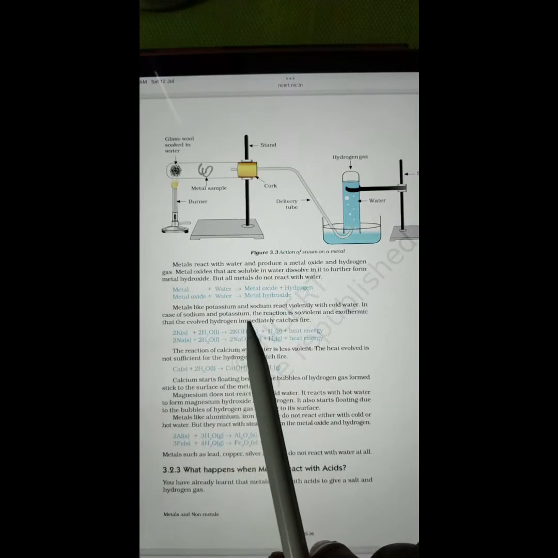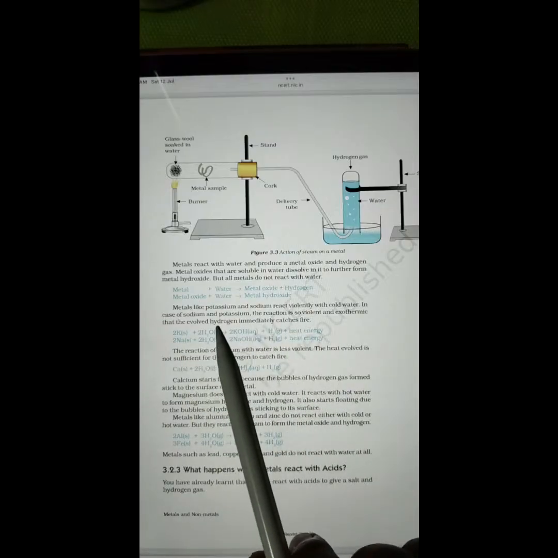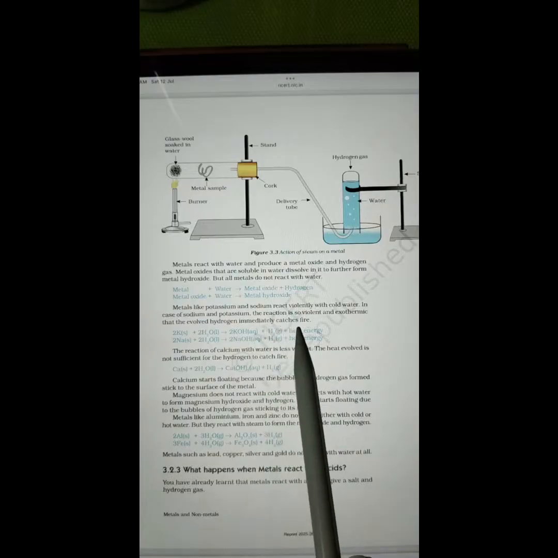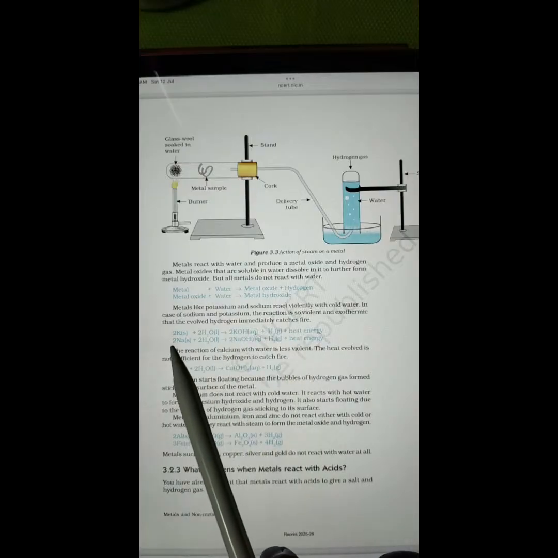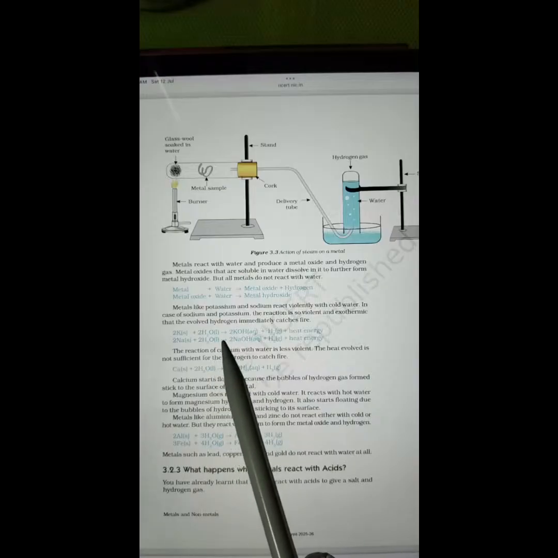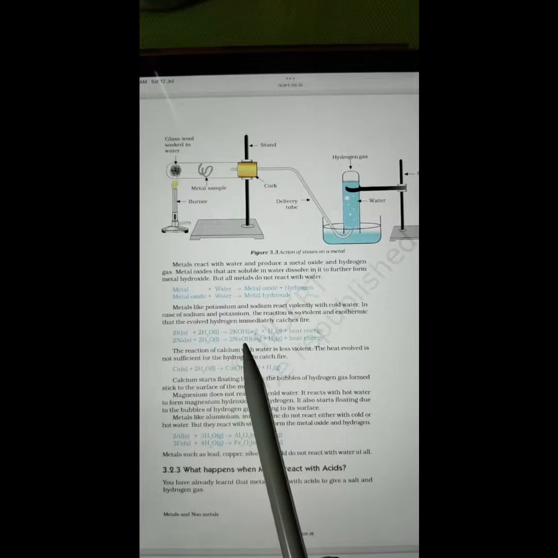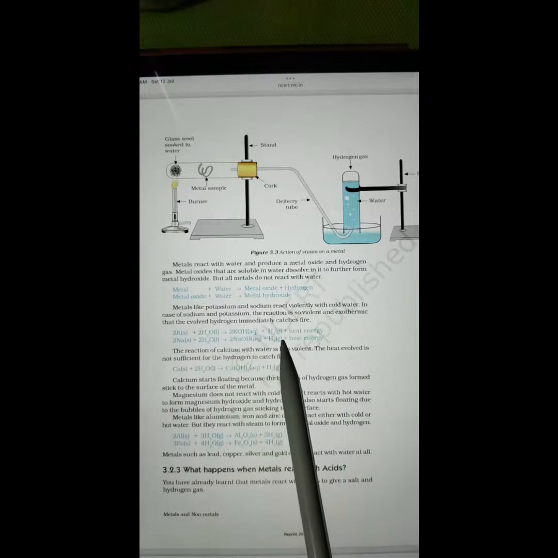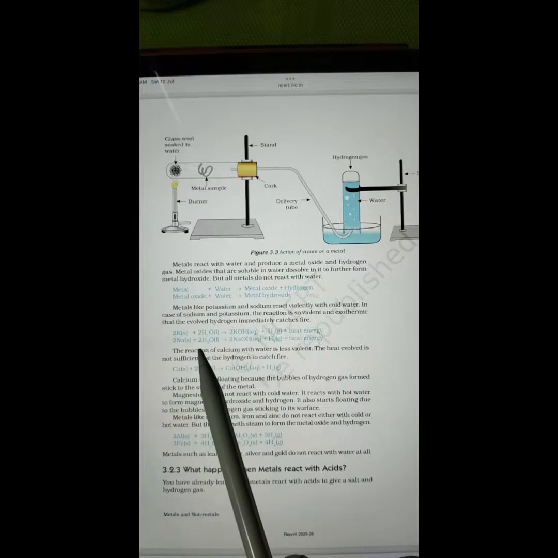Metals like potassium and sodium react violently with cold water. In case of sodium and potassium, the reaction is so violent and exothermic that the evolved hydrogen immediately catches fire. So 2K in the solid form will react with 2H2O in the liquid form to form 2KOH aqueous plus H2 gas plus heat energy. 2Na plus 2H2O, Na in solid form, H2O in liquid.